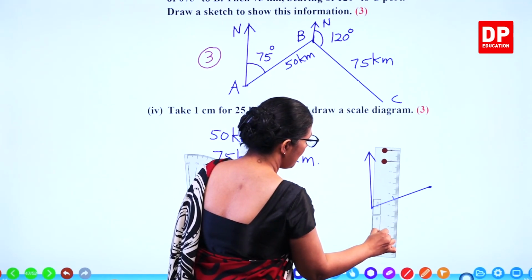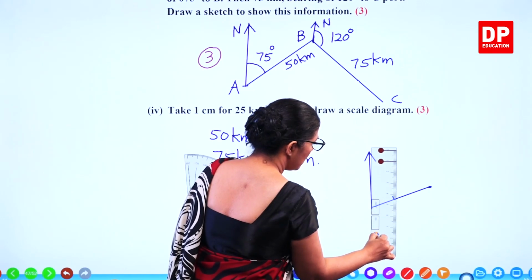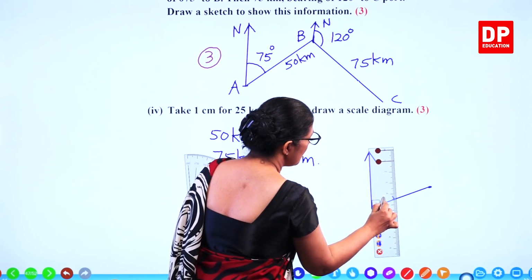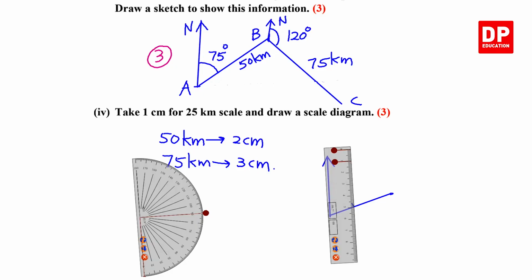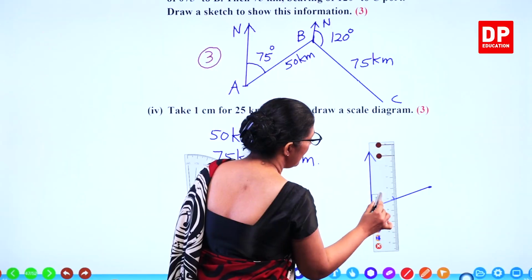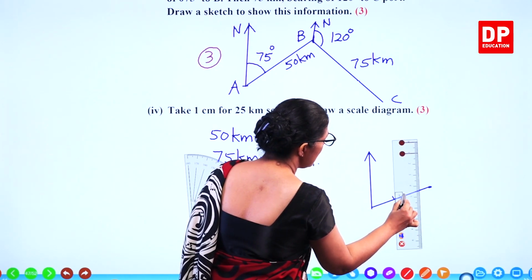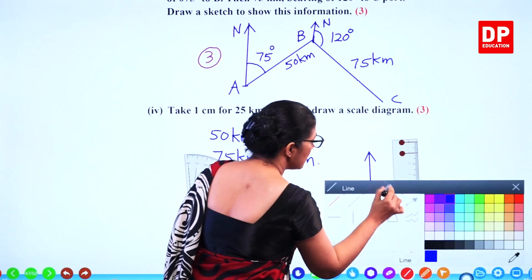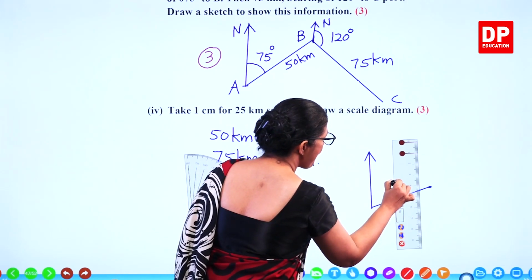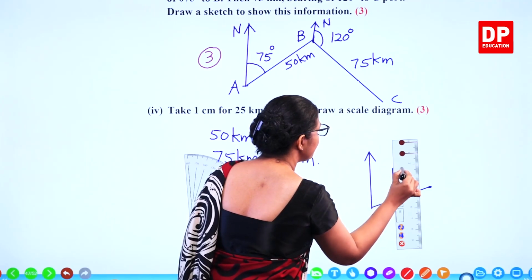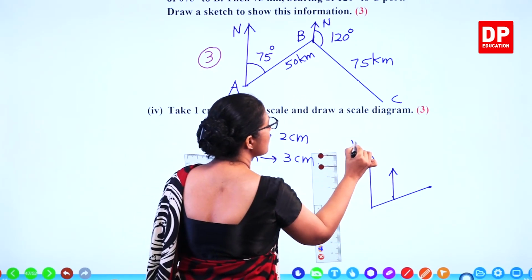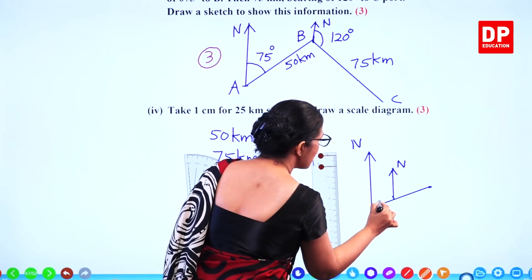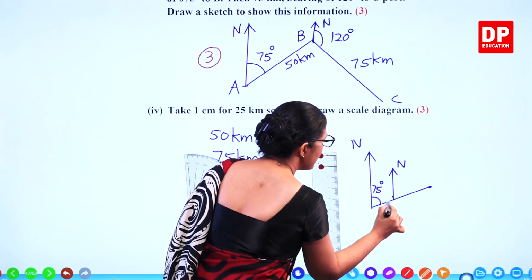So we'll keep the ruler. This is the north direction and we can draw the north line to this point. First we keep the ruler and then we drag it so that this is the north line. So we can mark the north line first to this point. Now this is north, this is 75 degrees and this is 2 centimeters.